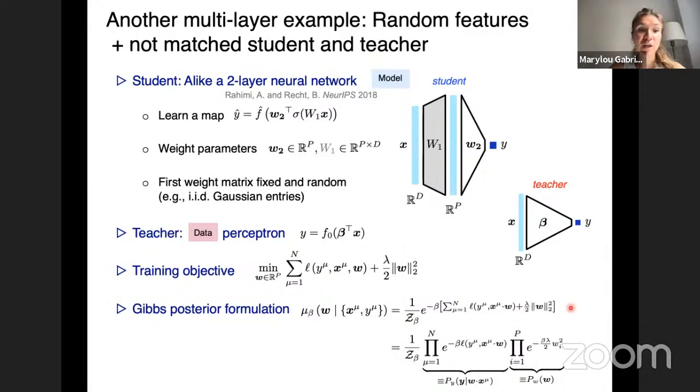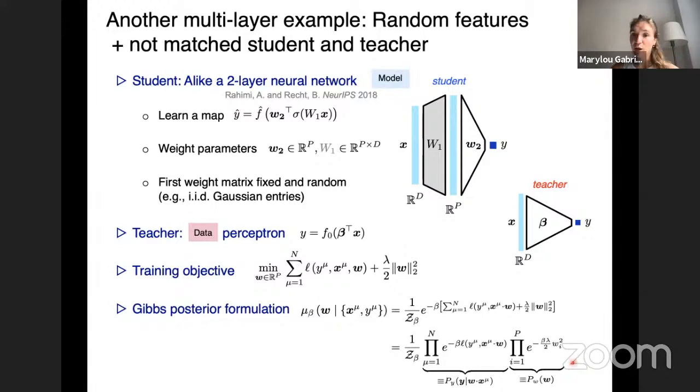And in order to use all the tools that I've been discussing, what we are going to do is to have a Gibbs posterior formulation of the problem, where again, we are going to put in an effective energy, the loss that we are trying to minimize. And this effective energy can be interpreted as having the loss corresponding to a likelihood, so the probability of seeing the outputs when we have a given input. And if you want a prior distribution on the weights, if we take L2 regularization, that will correspond to a Gaussian form for the prior on the weights.